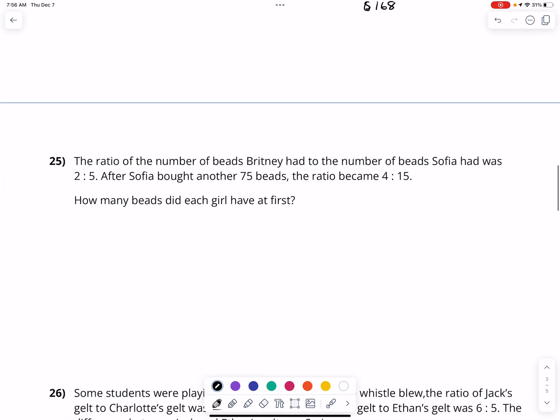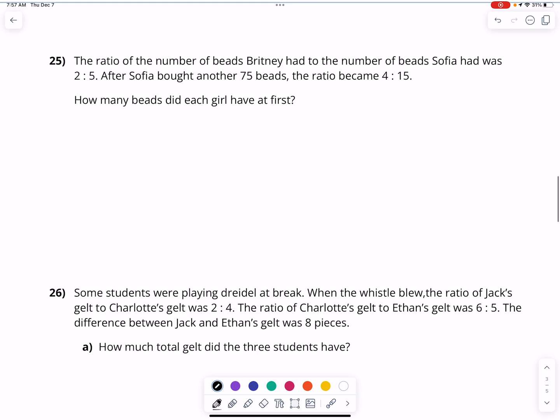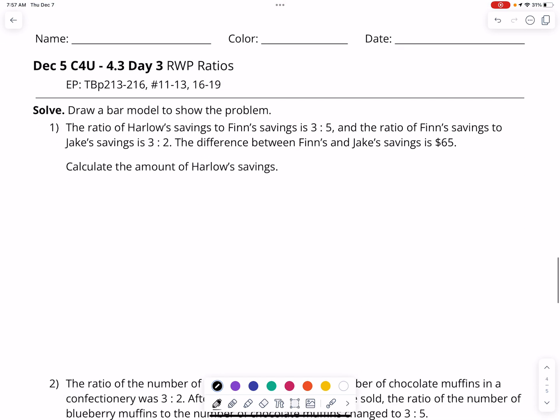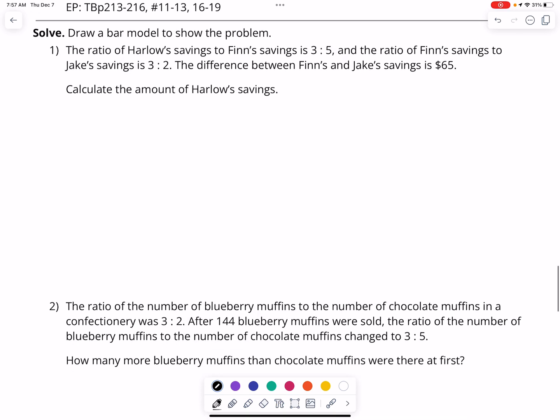There are some extra practice. 25 and 26 from the review are really good ones, and then also the Check for Understanding from December 5th, which is 4.3 day 3, is a great place to look as well.